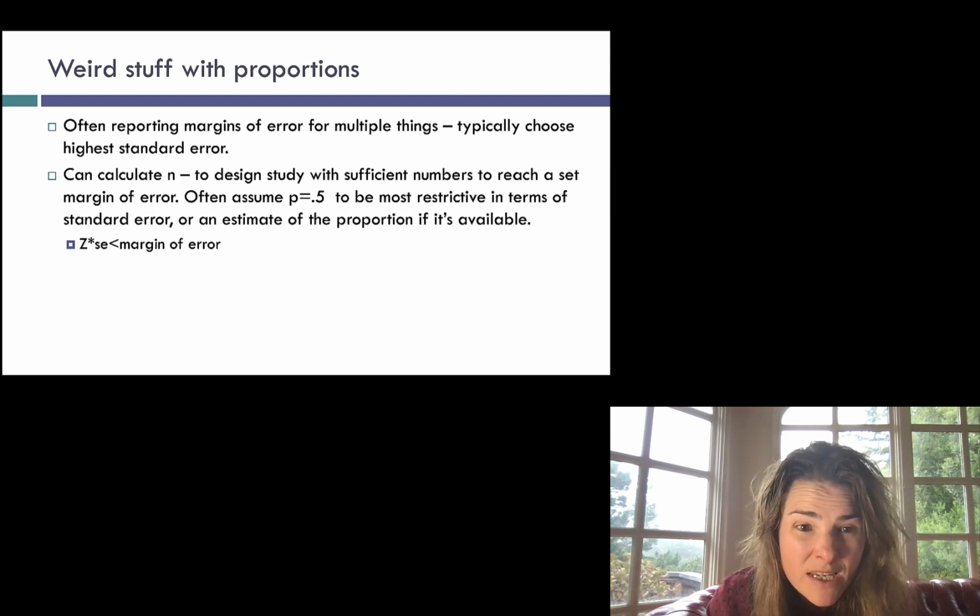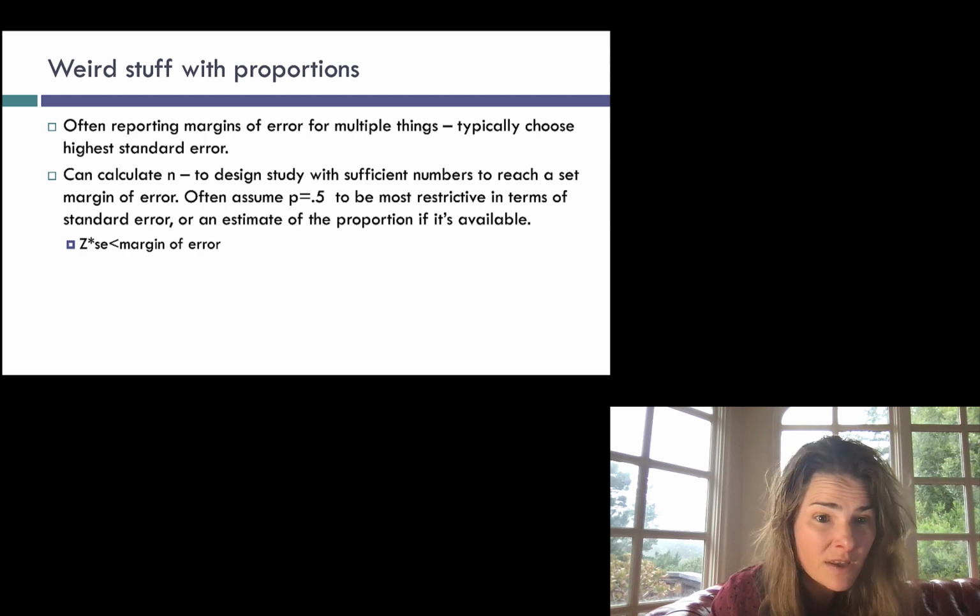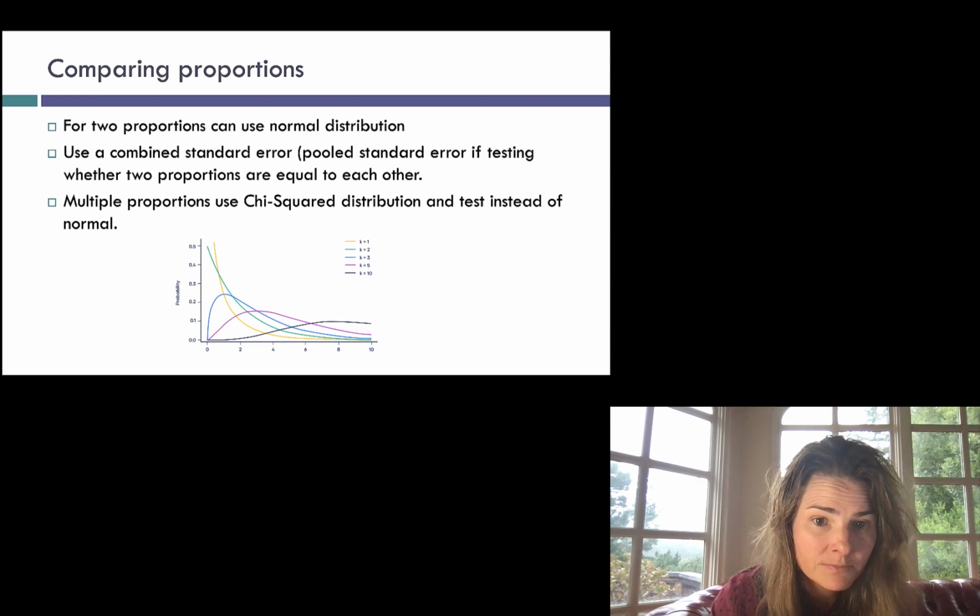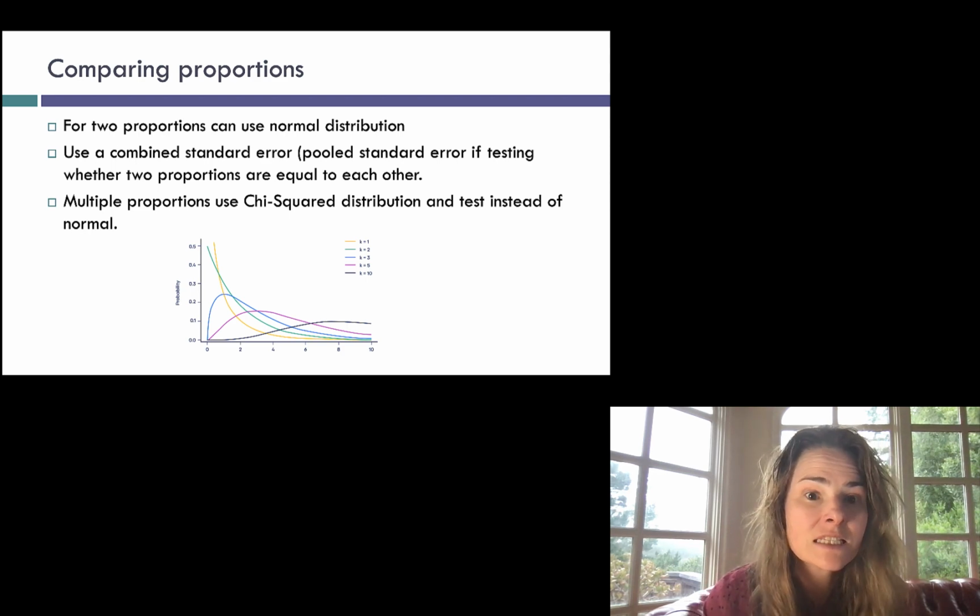Proportions are weird in other ways. We often report margins of error from multiple things. We typically choose the highest standard error when we do that. We often assume that the proportions are 50-50 because this is the most restrictive. It's going to build the biggest standard error and give us the biggest margin of error. When we're comparing two proportions, we use a normal distribution and use what we would call a combined or pooled standard error. When we use multiple proportions, we go to a chi-squared distribution. So this is another case where statistics is like a textbook.